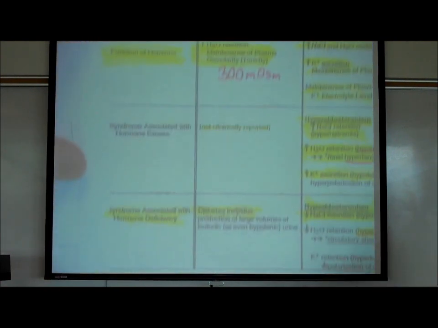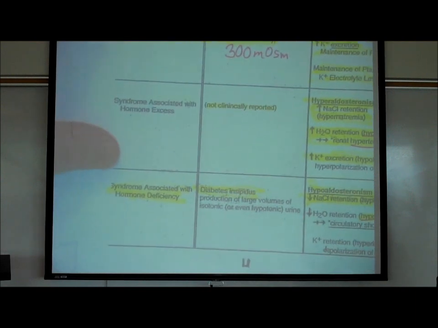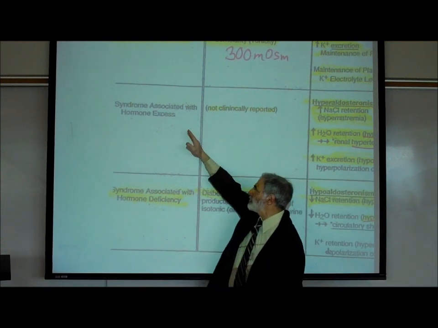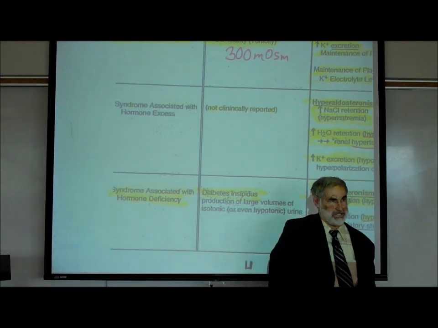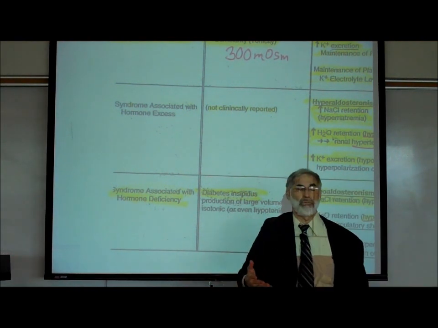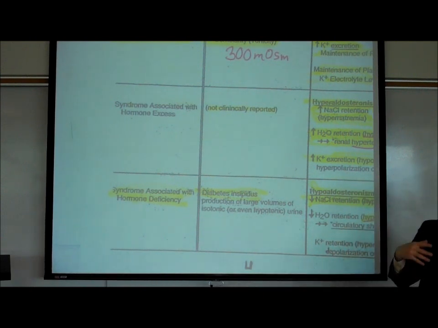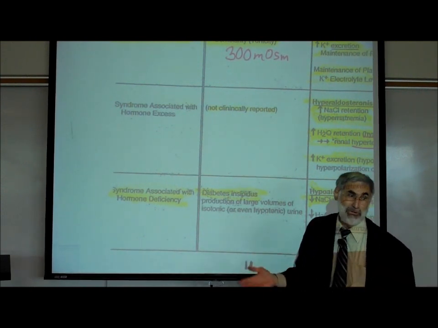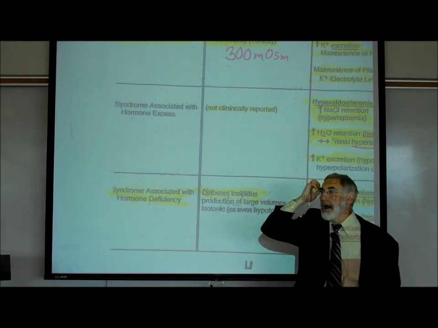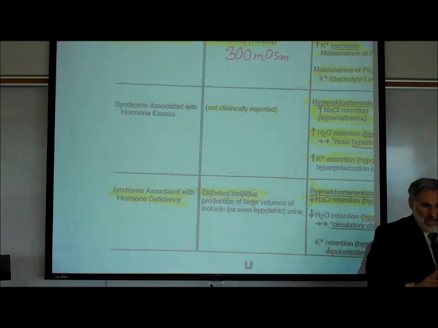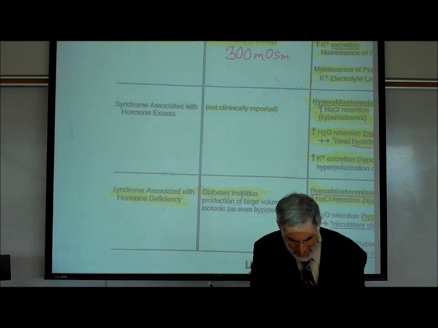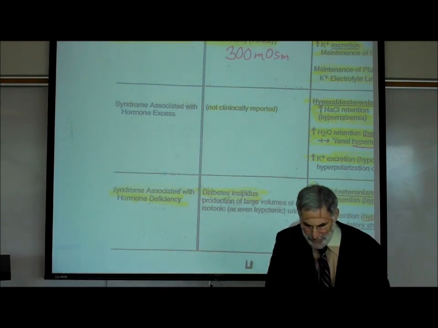Now, right below that, the next two boxes indicate the clinical problems of either having too much, an excess, or too little, a deficiency. And you'll notice what we wrote is there has clinically never been a reported case of anybody overproducing ADH. Who knows what we might find, but obviously it hasn't been reported. So that's not an issue. But there have been reported clinical cases where the ADH levels have been lower than normal. They are deficient.